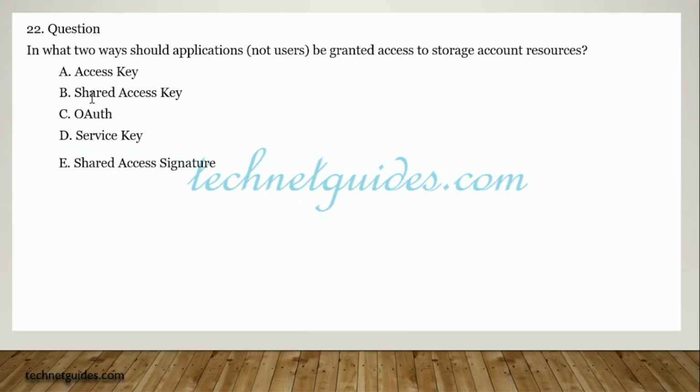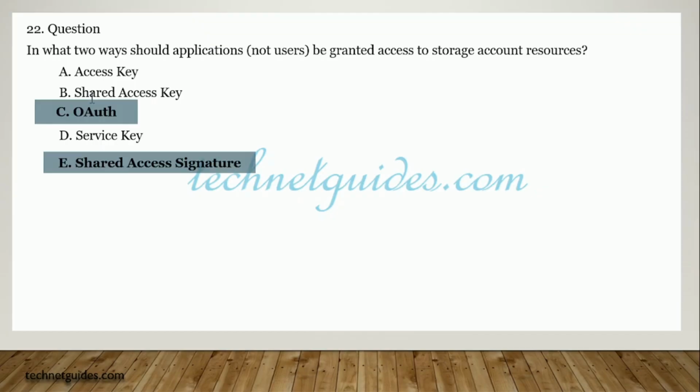Question number 22. In what two ways should applications, not users, be granted access to storage account resources? Option A, access key. Option B, shared access key. Option C, OAuth. Option D, service key. Option E, shared access signature. And the correct answers are option C, OAuth, and option E, shared access signature.